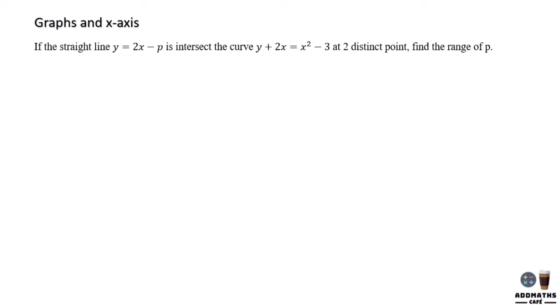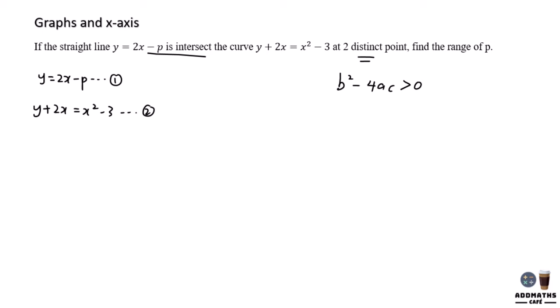Now, the straight line intersects the curve at two distinct points. Two distinct points means there are two roots and the discriminant is more than zero. So y equal to 2x minus p, we make it as 1, and y plus 2x equal to x squared minus 3, we take this as 2. So we sub 1 into 2, we know that 2x minus p plus 2x equal to x squared minus 3. So 2x, 2x, you will have 4x minus p equal to x squared minus 3. Bring everything to one side to make it a general form.